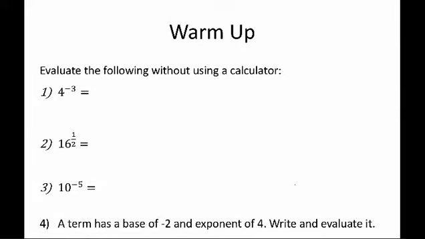Remember, with negative exponents, you're taking the reciprocal of what's being raised to the exponent and then raising it to the positive. Another way you can think about it is if you put it over 1, it moves to be 1 over 4 to the third. Either way works. So you end up with 1 over 4 to the third, which is 1 over 64.